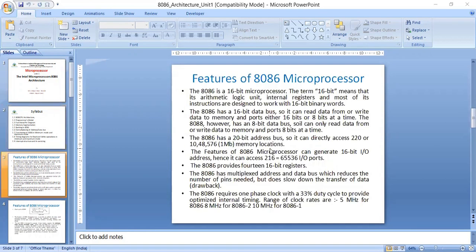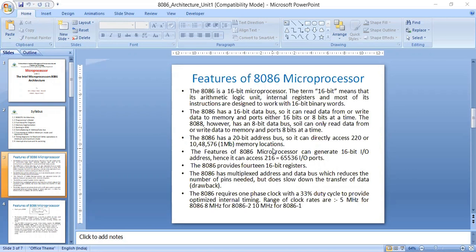So these are the features of 8086. The first main important feature is that 8086 is a 16-bit microprocessor. The term 16-bit means that its arithmetic logical unit, all internal registers and most of the instructions are designed to work with 16-bit binary data.